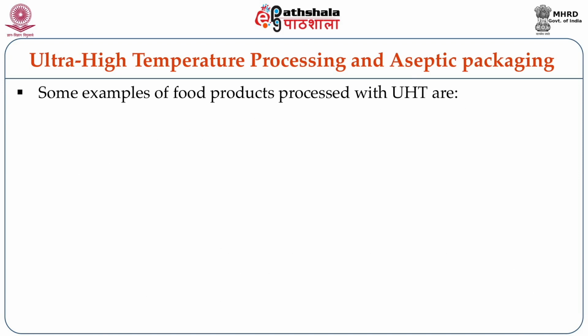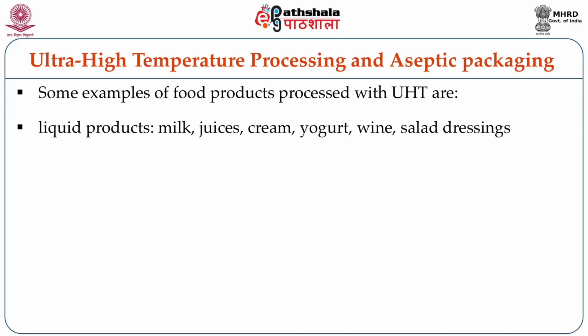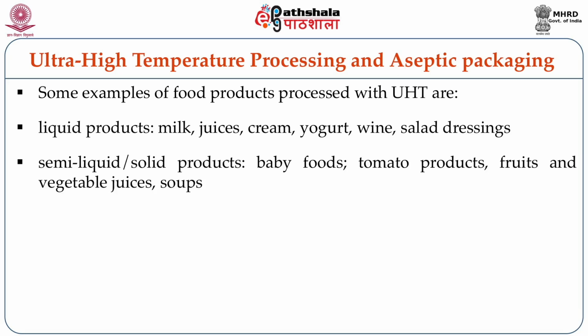Let us see some examples of food products which are processed with ultra-high temperature processing and aseptic packaging. We have liquid products like milk, juices, cream, yogurt, wine, salad dressings, etc. And apart from that, we also have some semi-liquid and solid products like baby foods, tomato products, fruit and vegetable juices, soups, etc., which are processed with the ultra-high temperature and aseptic packaging combination.